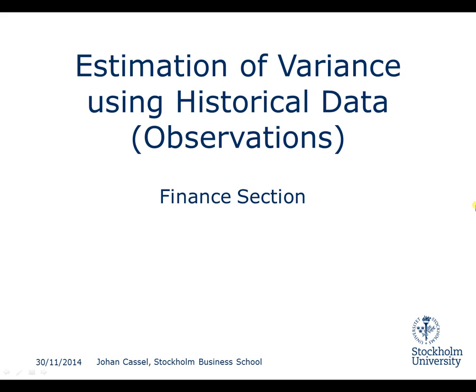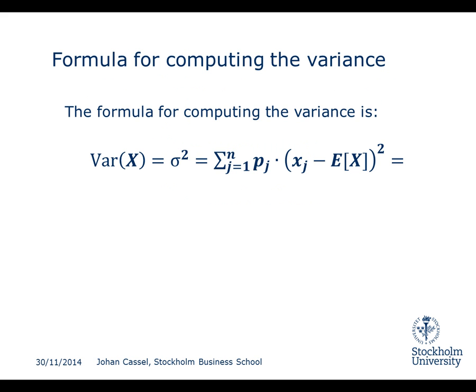Hi, and welcome back. Today we're going to look at how you estimate variance when you have historical data or just observations. Last time we looked at how to compute the variance and the standard deviation, and then we used this formula where Pj stood for the probability of event j, xj was the outcome in case event j happened, and E(x) was the expected value of x.